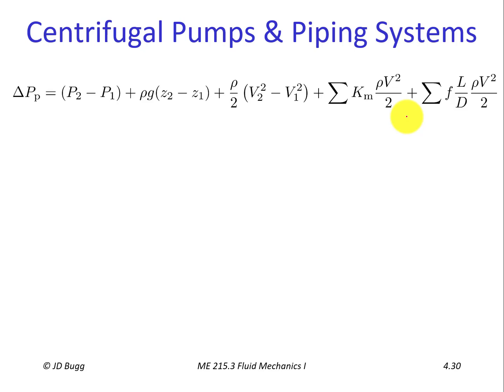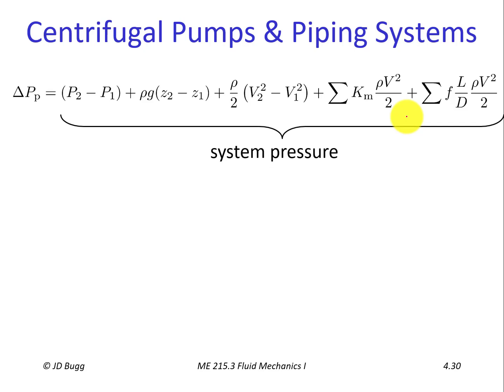Well, arranged like this, the right-hand side of this equation is known as the system pressure. So the way you want to think of this is the pressure provided by the pump, and this is the pressure required by the system. So all of the different places that the pressure changes in a system. Now, it makes more sense if you think of it in terms of energy.